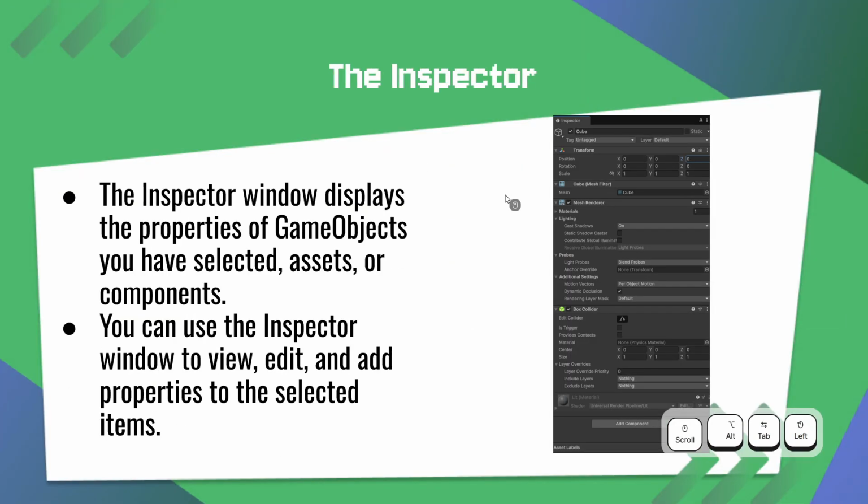Next up, we have the inspector window. This window displays all the properties of game objects that you've selected, all their assets and components that they have. You can also use the inspector window to view, edit, and add properties or components to selected items.